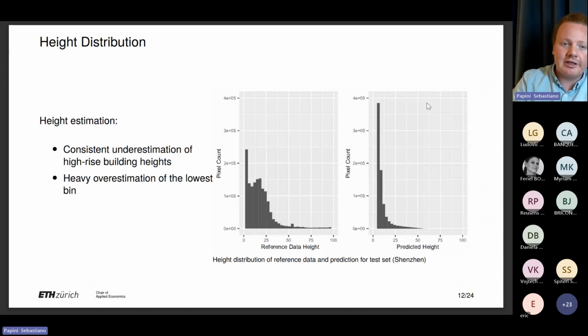So to really bring this point home, we can see here the distributions. So this is the pixel-wise distribution of height for the reference data, and then for our prediction. So the distribution is very different. We don't really get these high buildings to the height where they actually should be.